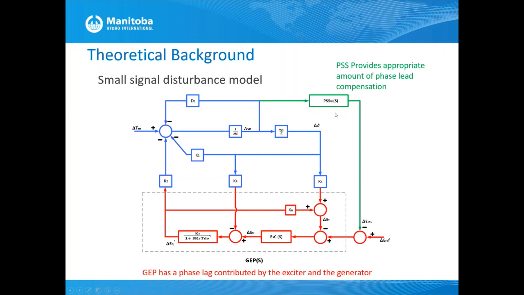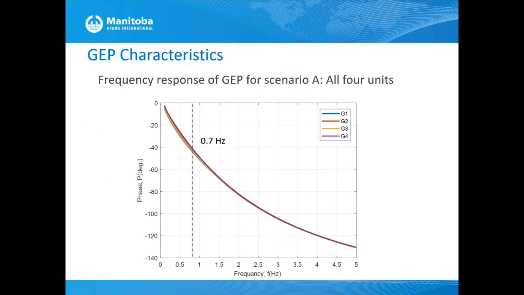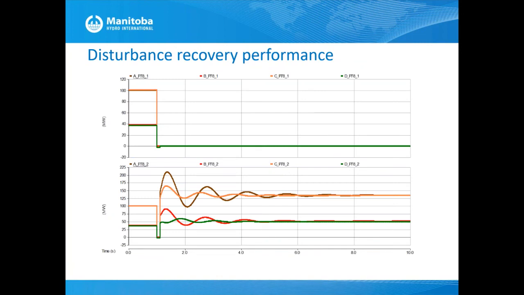After that, you look at the entire system. I want to emphasize this. When you come to the eigenvalue analysis, it is the whole entire system, and when you do the time domain simulation, it is again the entire system, and you see the effectiveness there. Having said that, what we present today is a traditional method of tuning power system stabilizers. There are other methods.